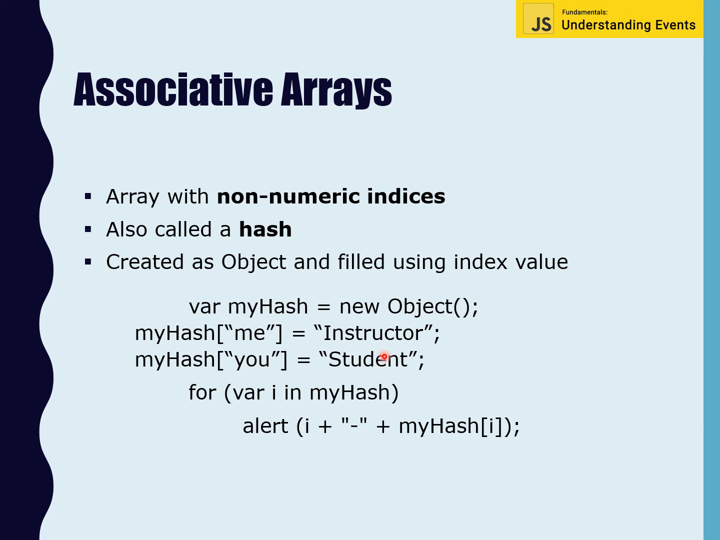If you want to generate the index, or if you want to traverse through the corresponding associative array, you have to use a for in loop. This type of loop will be needed: for variable i in myHash, alert of i space myHash of i. Here i is me, and myHash of i is instructor for the first iteration. In the second iteration, the alert box produces you hyphen student. Likewise.